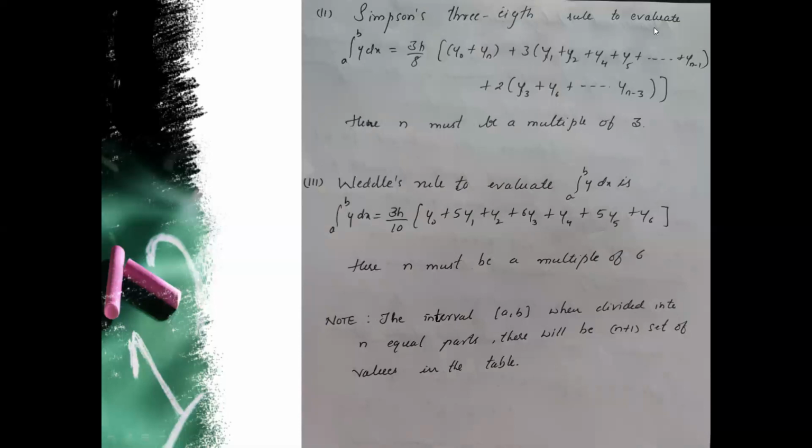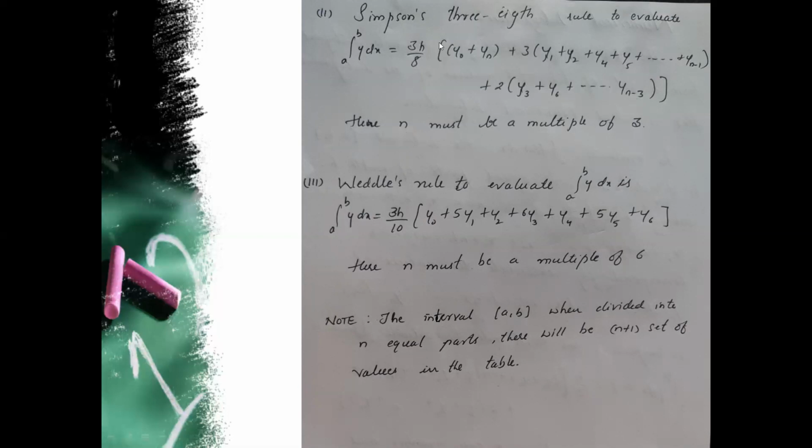Now Simpson's 3/8 rule to evaluate the definite integration: the integral will be equal to 3h by 8 times [y0 plus yn, plus 3 times (y1 plus y2 plus y4 plus y5 plus so on up till yn minus 1), plus 2 times (y3 plus y6 plus so on up till yn minus 3)]. So here n must necessarily be a multiple of 3. To apply Simpson's 3/8 rule, we will have the n value as a multiple of 3.